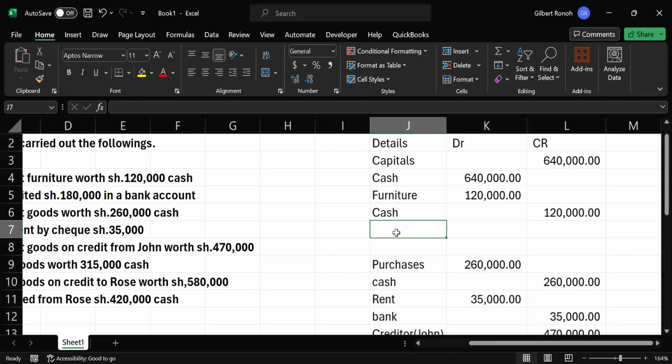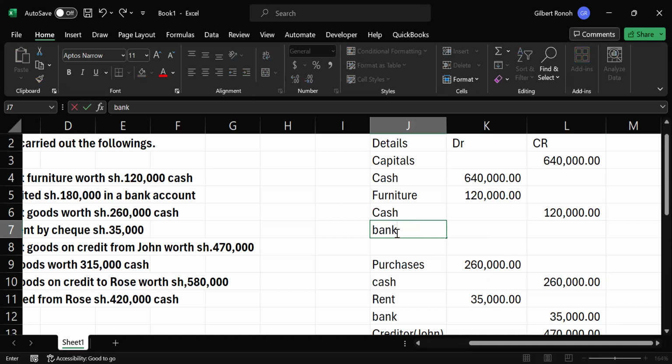So if there is a deposit, we have not been told where this deposit was coming from. If it is silent, it means this deposit was coming directly from the directors or the owners of the company. So we will have bank.